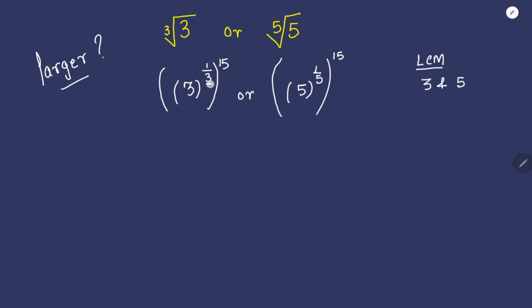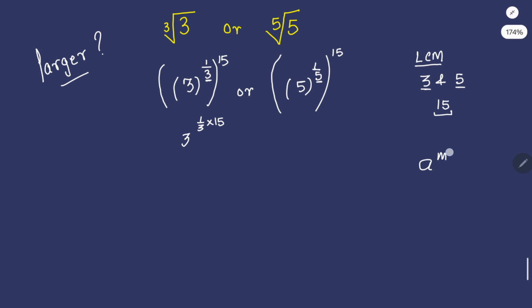This is cube root of 3, this is 5th root of 5, right? So I took the LCM of 3 and 5, and that is 15. That is why I took power 15 on both sides. Here what will I get? I will get 3 raised to power 1 by 3 times 15. Why? Because a raised to power m raised to power n can be written as a raised to power m times n. And this is 5 raised to power 1 by 5 times 15.